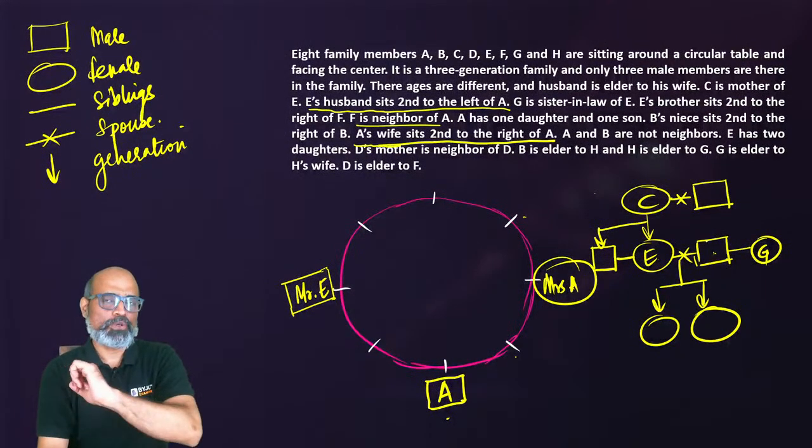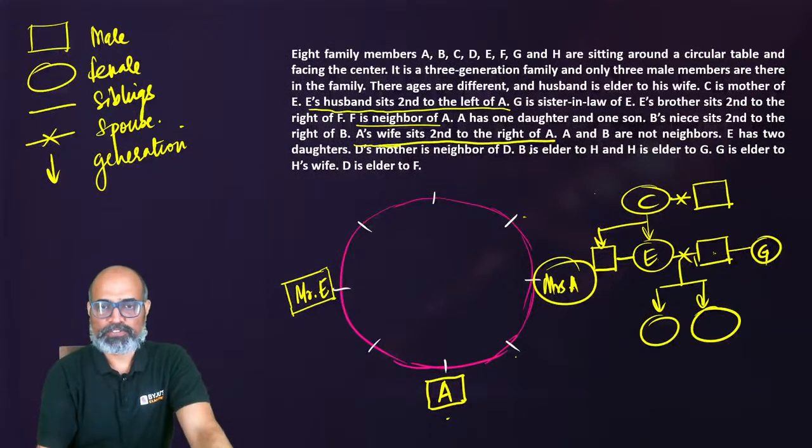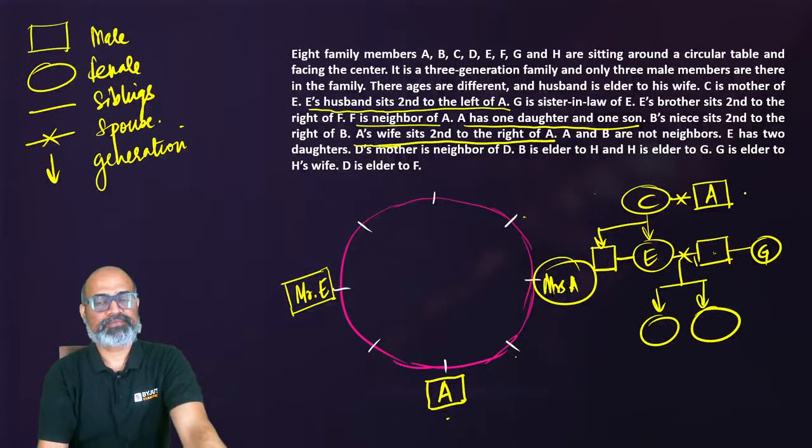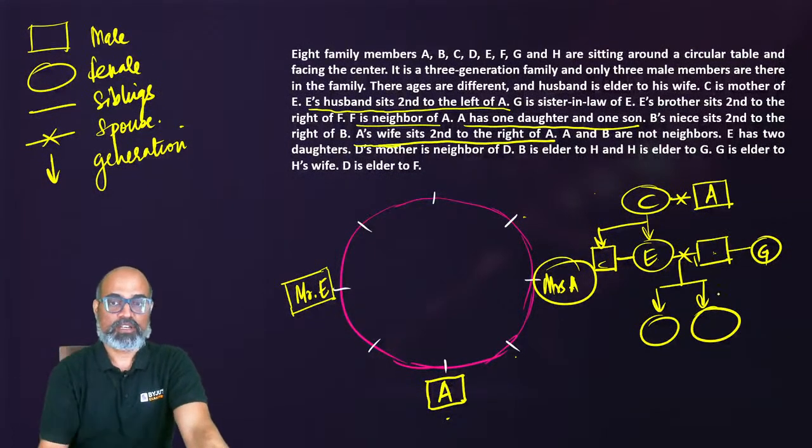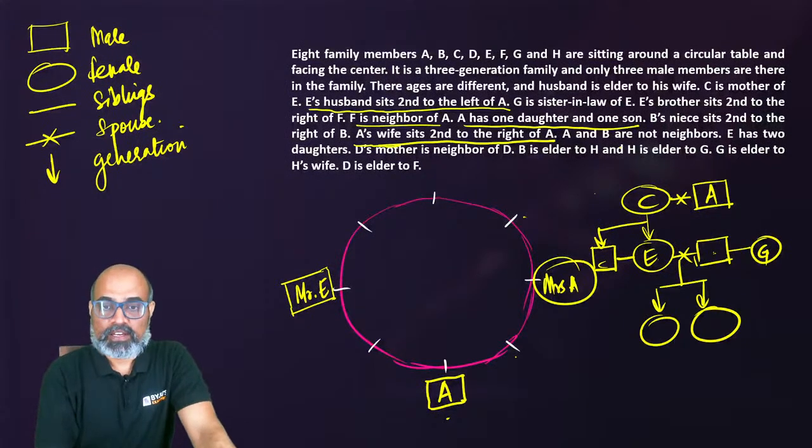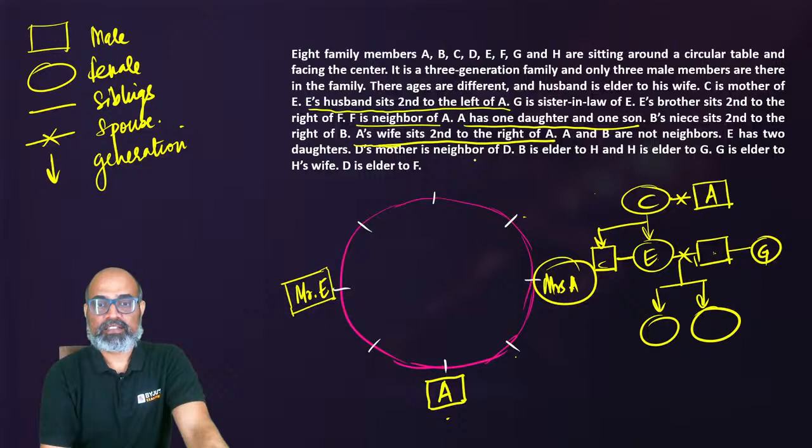Okay, let's find out who is the husband of C. A has 1 daughter and 1 son. So this is definitely A, because this is the only guy who has got 1 daughter and 1 son, because this can't be A. D's mother is a neighbor of D. So the only person you can have is D's mother. So it could be D as this guy, or D can be one of the 2 girls over here.